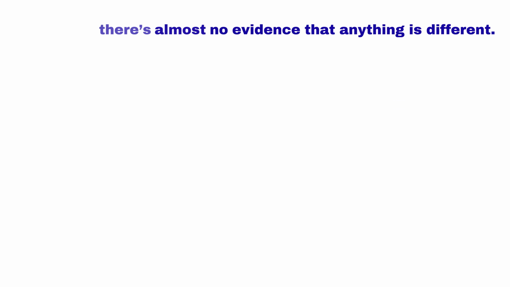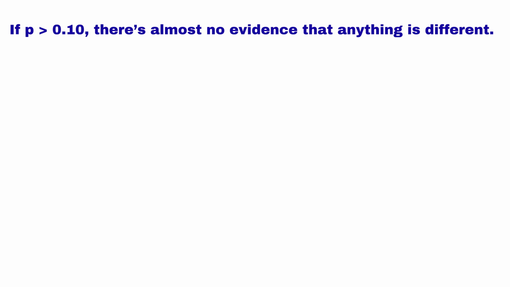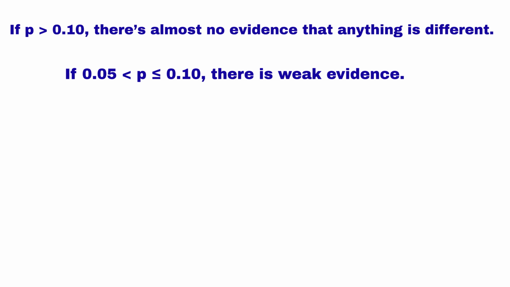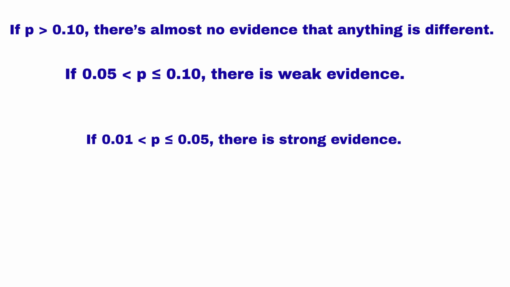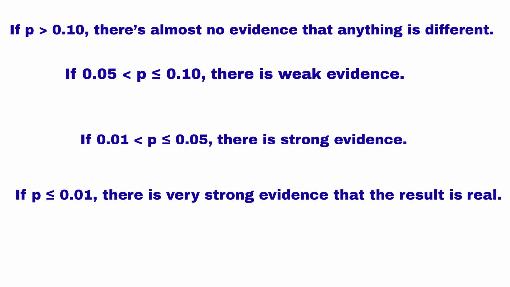Here's an easy way to remember the strength of the evidence. If the p-value is greater than 0.10, there is almost no evidence that anything is different. If the p-value is between 0.05 and 0.10, there is weak evidence. If the p-value is between 0.01 and 0.05, there is strong evidence. If the p-value is 0.01 or smaller, there is very strong evidence that the result is real.